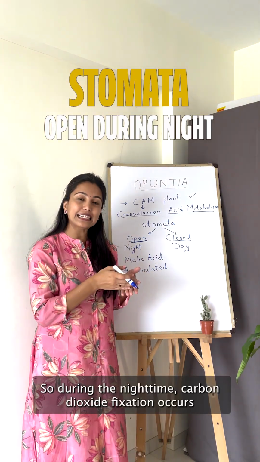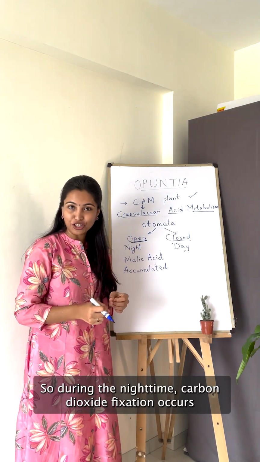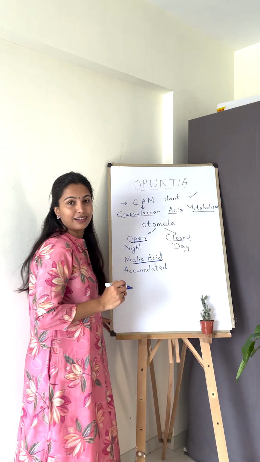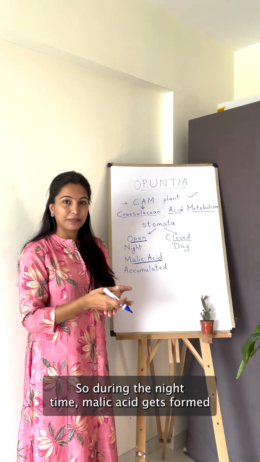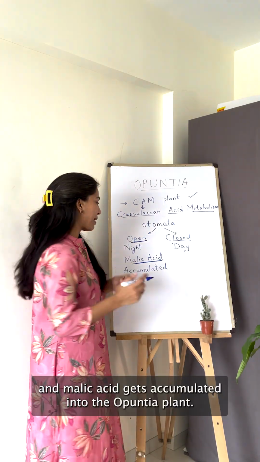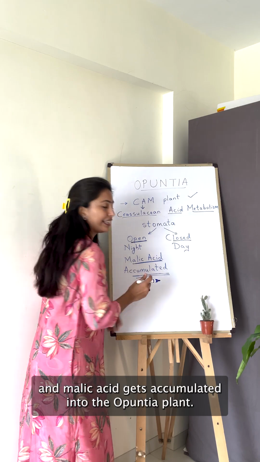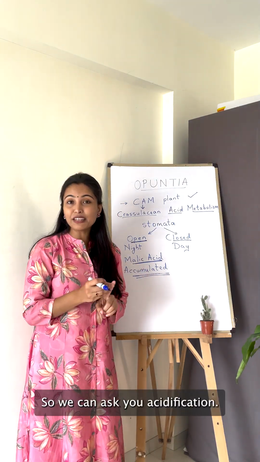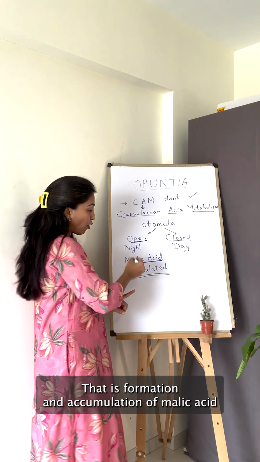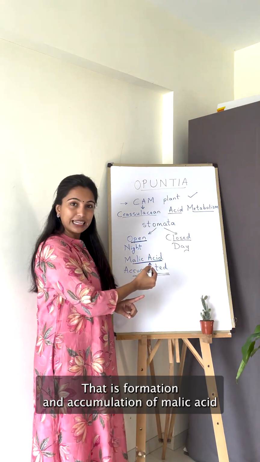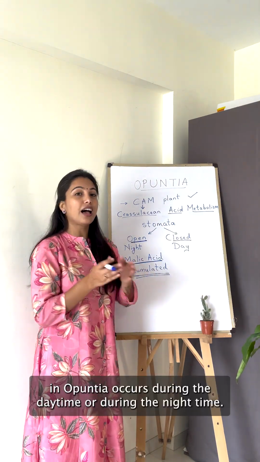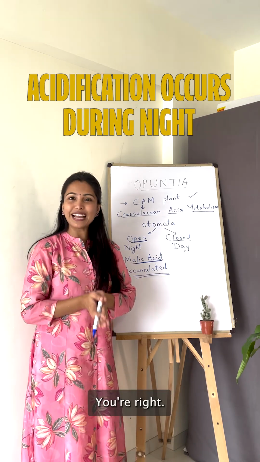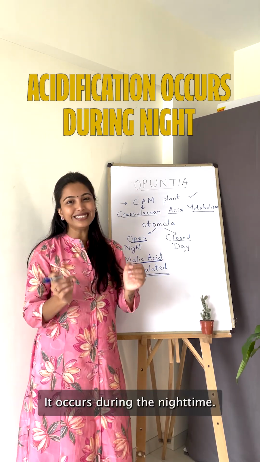So during the night time, carbon dioxide fixation occurs, and what gets formed is malic acid. So during the night time, malic acid gets formed and malic acid gets accumulated in the Opuntia plant. So we can ask you, acidification, that is formation and accumulation of malic acid in Opuntia, occurs during the daytime or during the night time? You're right, it occurs during the night time.